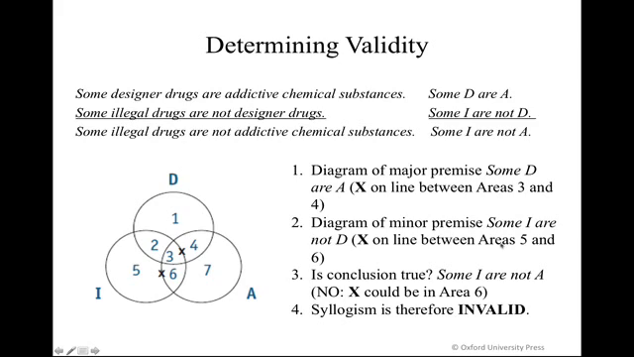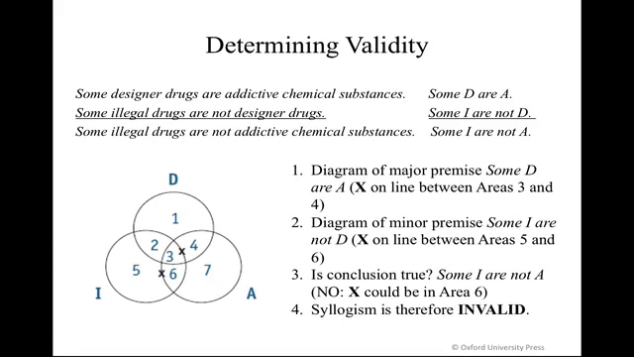Okay. So now let's go ahead and take a look at an example. We have the following. Some designer drugs are addictive chemical substances. Some illegal drugs are not designer drugs. Therefore, some illegal drugs are not addictive chemical substances. The shortened version of the argument is some D are A, some I are not D. Therefore, some I are not A.